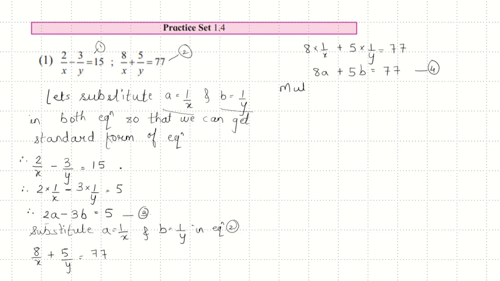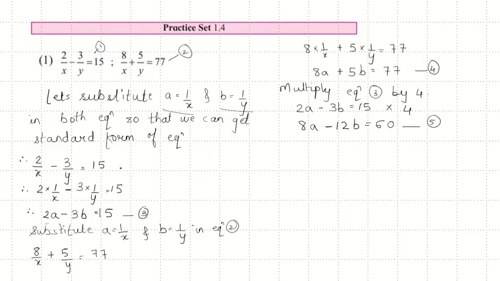Next step, multiply equation 3 by 4. What is equation 3? 2a minus 3b is equal to 15. We are multiplying this by 4. 2 into 4 is 8a, minus 3 into 4 is 12b, is equal to, sorry, here it is 15, 2a minus 3b is equal to 15. So 15 into 4 is 60. Mark this as equation number 5.